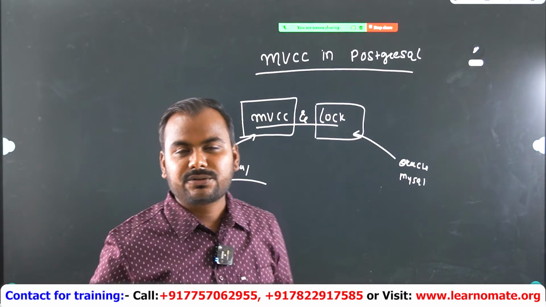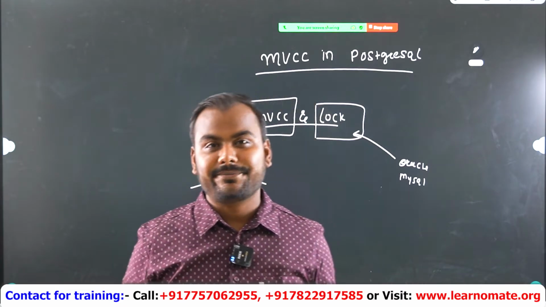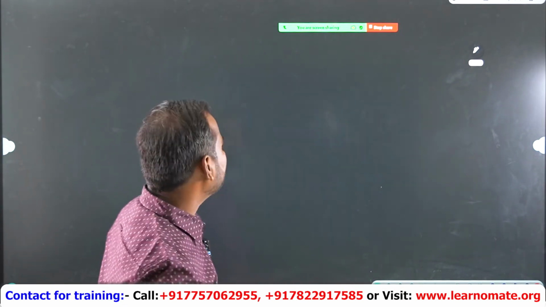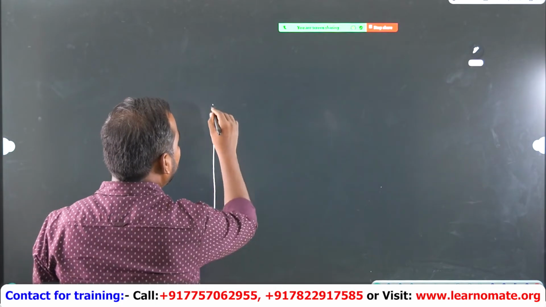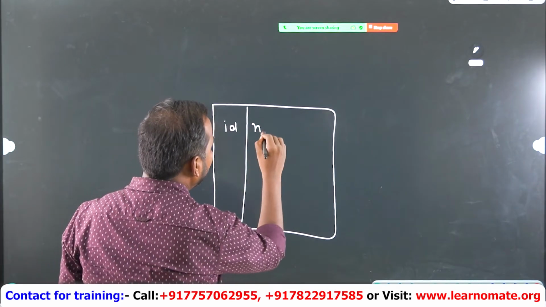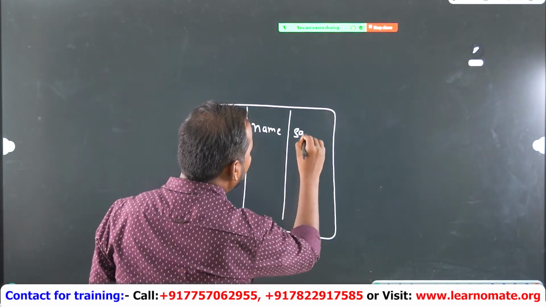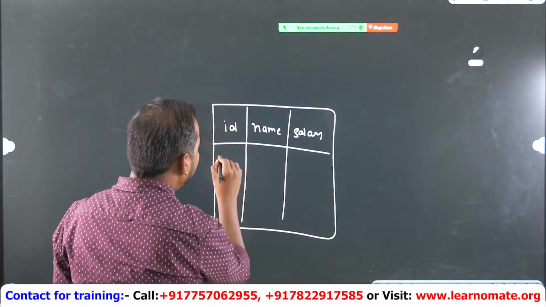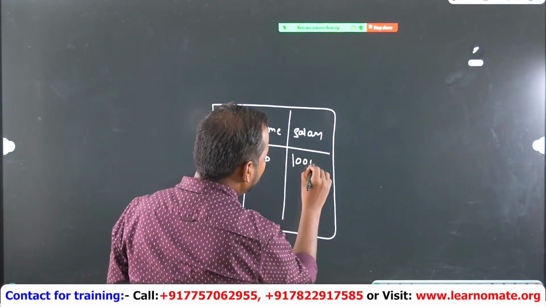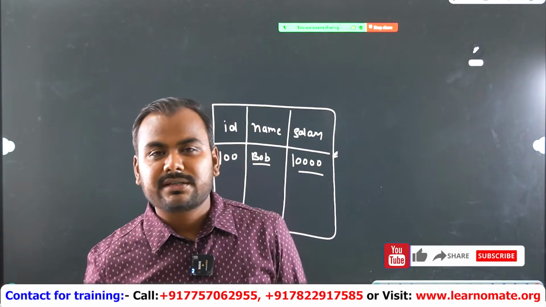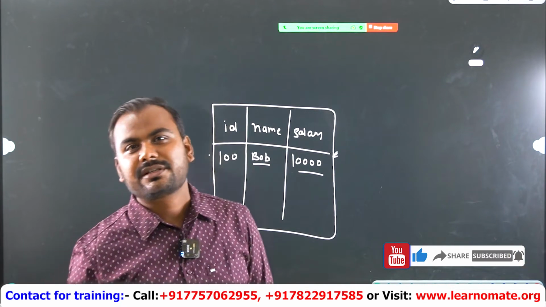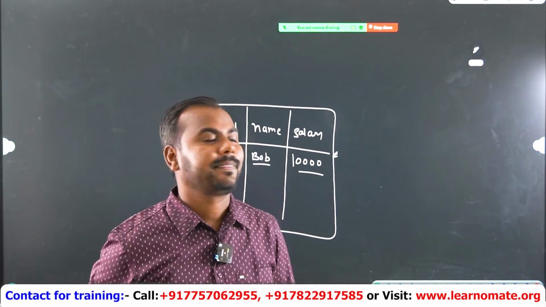But before we proceed, we need to understand what MVCC is. To make you understand, I'll give one example. Take a table with 3 columns: ID, name, and salary. Assume we have ID 100, the name is Bob, and his salary is 10,000. The long form of MVCC is Multi-Version Concurrency Control.